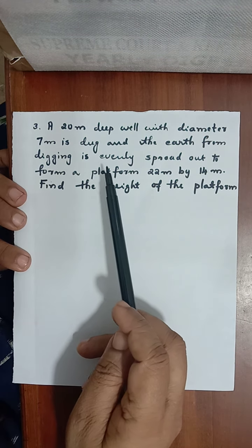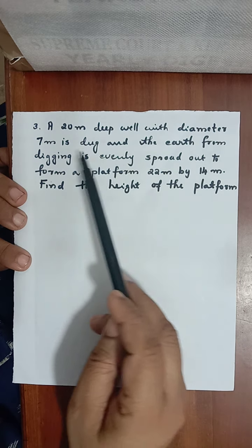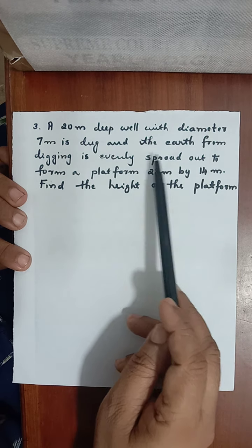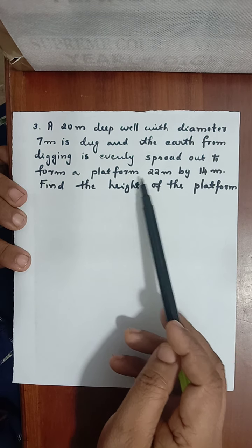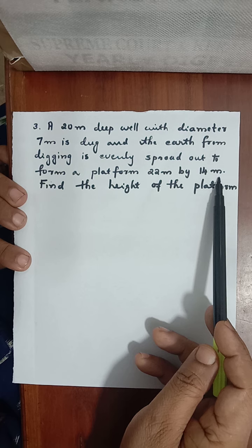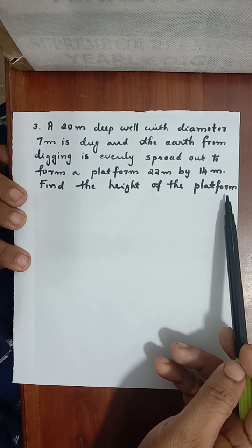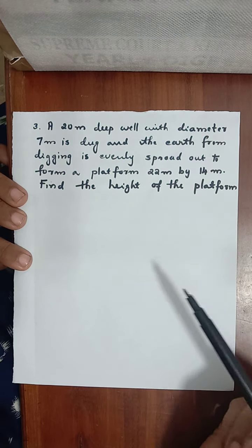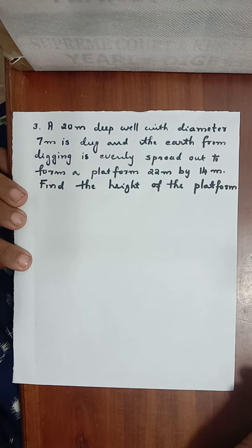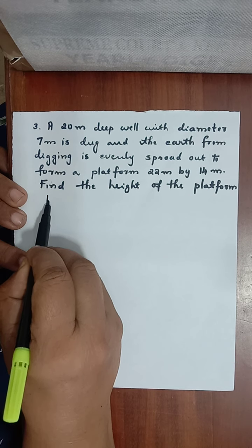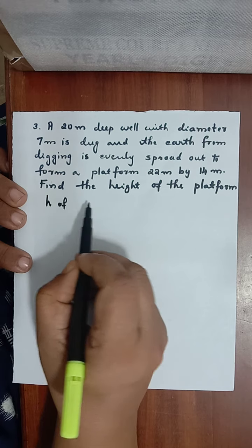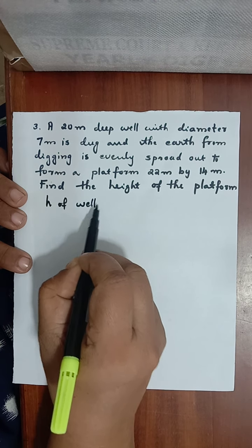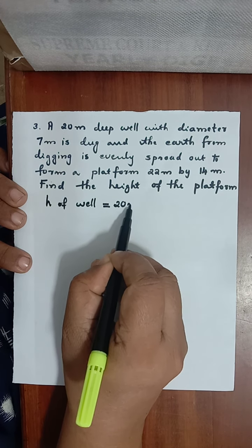A 20 meter deep well with a diameter 7 meter is dug and the earth from digging is evenly spread out to form a platform 22 meter by 14 meter. Find height of the platform. Try to understand. Here we have a deep well. Well is in the shape of a cylinder. So height of well or depth of well means h of well, it is given to us. Well is cylindrical. It is 20 meter.